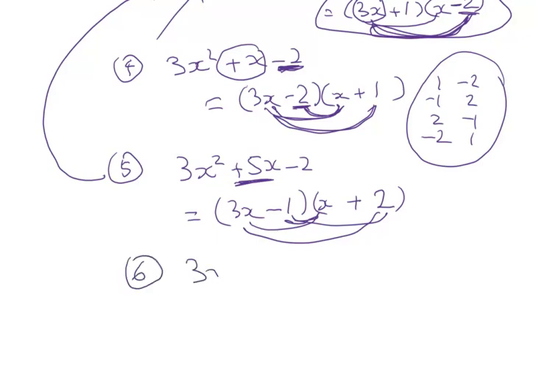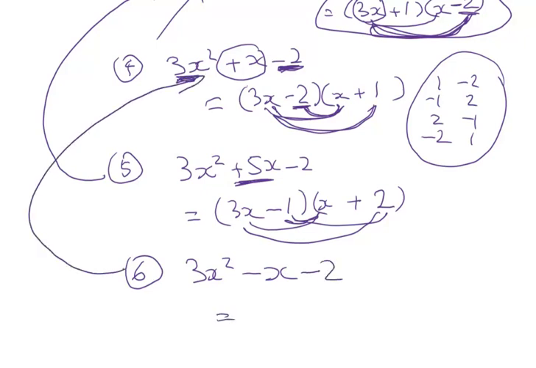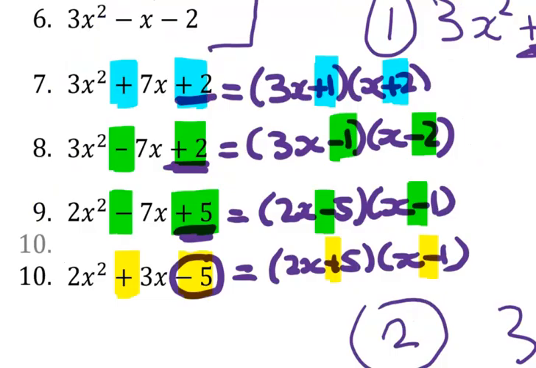Question 6, 3x squared minus x minus 2, very similar to this one. It will be 3x, and then x, we're going to have a 1 here and a 2 here. We're going to have minus 3 and plus 2. Now, I haven't got time to do the others, so I'm just going to put the answers up for them now. Okay, so there are the answers to the last 4, and you'll notice there's slightly different patterns in those.